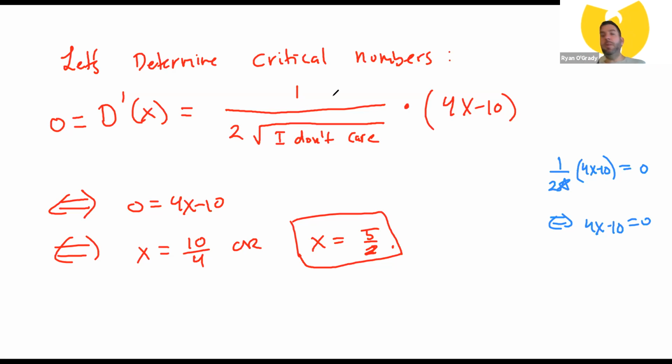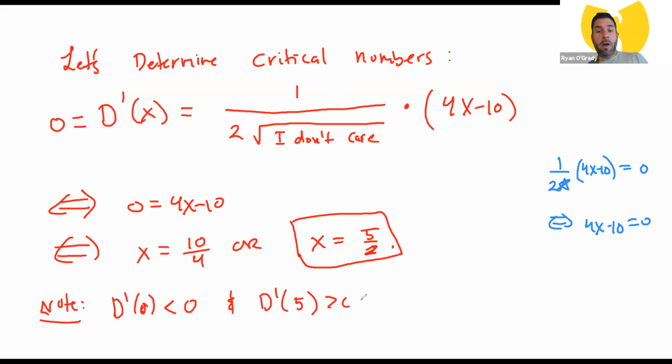In fact, that's where it's going to change, because pick something like 0 and plug 0 into this. What is d prime of 0? D prime of 0 is clearly negative. And d prime of, say, 5 is clearly positive. Don't overthink it. All you need to study is this 4x minus 10 creature. It's the only thing that matters. And so we gain two things, and now we're done. We verified it.